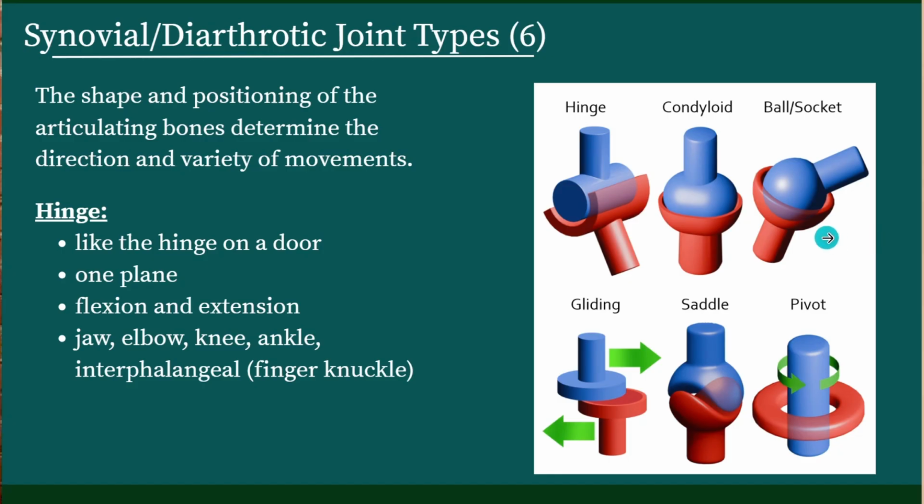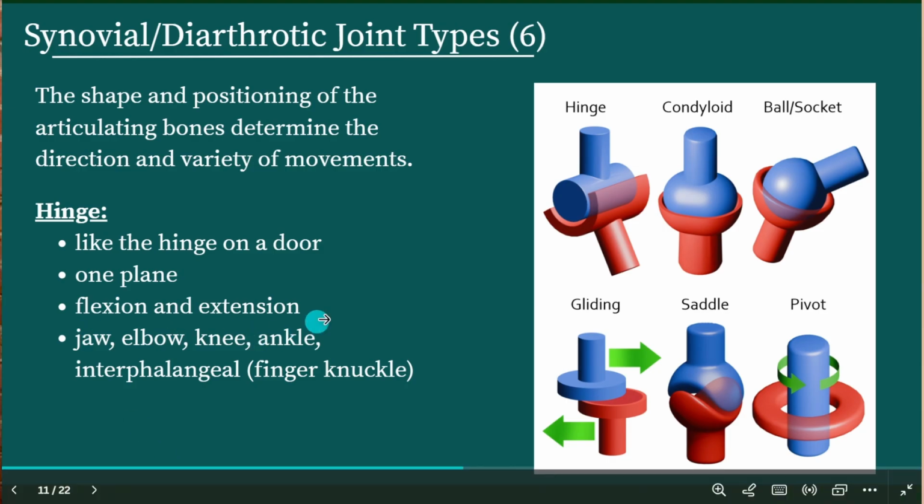Okay, so we're going to talk about the 6 different types of synovial/diarthrotic joints. The shape and positioning of the articulating bones determine the direction and the variety of the movements. So first we've got the hinge joint. It operates like a hinge on a door. It goes on one plane. And for the jaw and the knee and the ankle, also the fingers, we have just flexion and extension. That's all they do. They don't do side to side, adduction, abduction. They don't do circumduction. They just do flexion and extension.